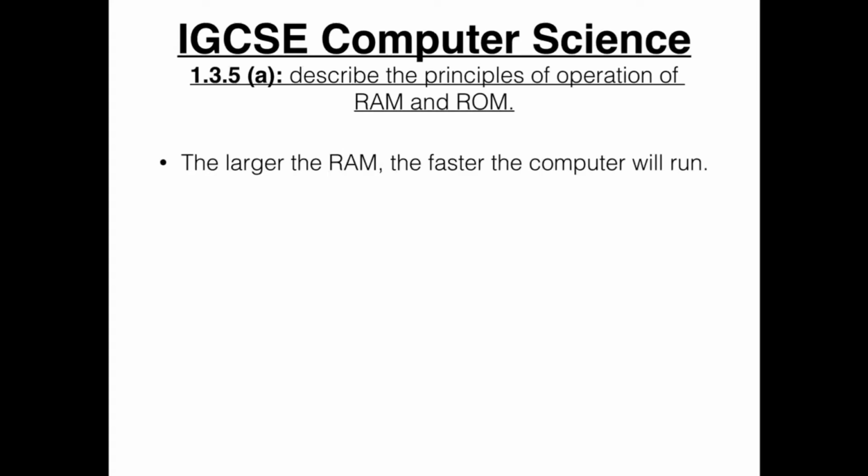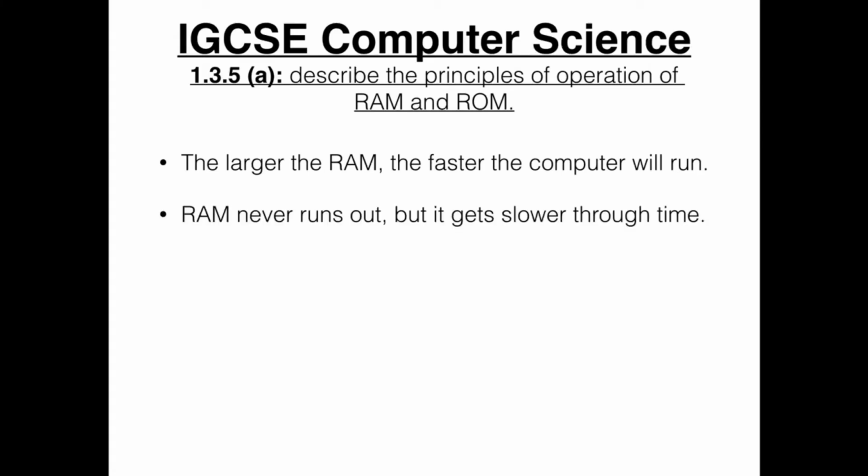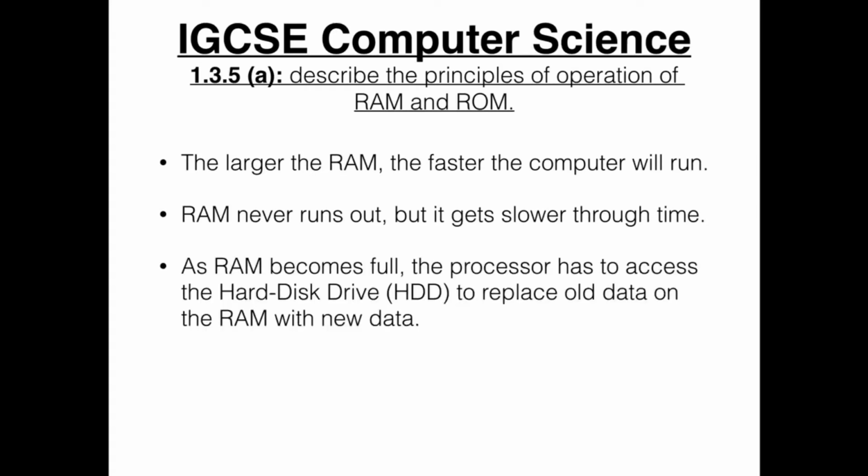Before that, we should look at an introduction. The larger the RAM, the faster the computer will run. RAM never runs out, but it gets slower through time, and you may notice this, because if you have a computer, it gets slower through time. As RAM becomes full, the processor has to access the hard disk drive, or HDD, to replace old data on the RAM with new data.